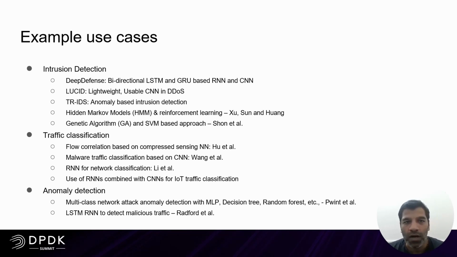Now, this slide shows a few other examples of use cases in traffic classification and anomaly detection. We can see that people have used CNNs and RNNs for both scenarios, traffic classification and anomaly detection. I have not covered the use cases specifically for endpoint security and malware detection as part of the slides.